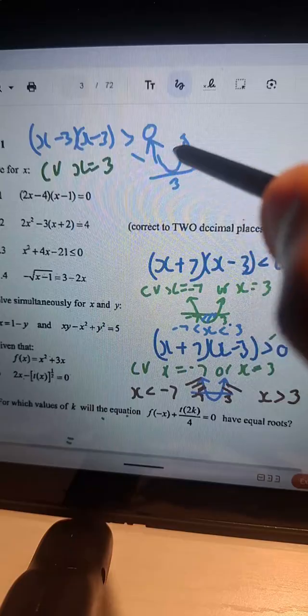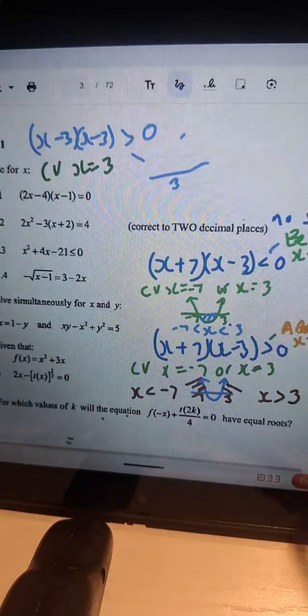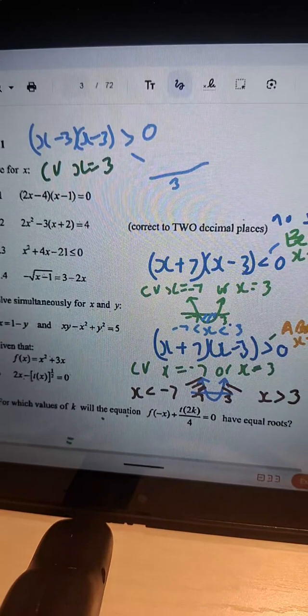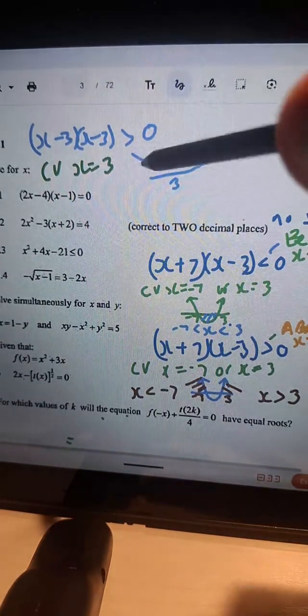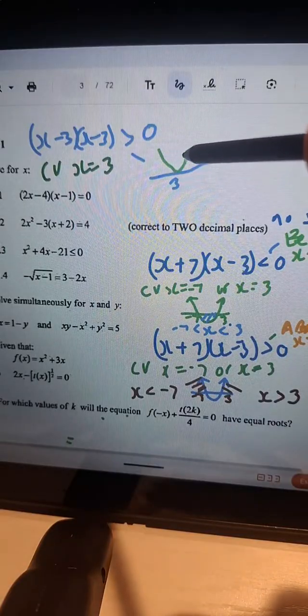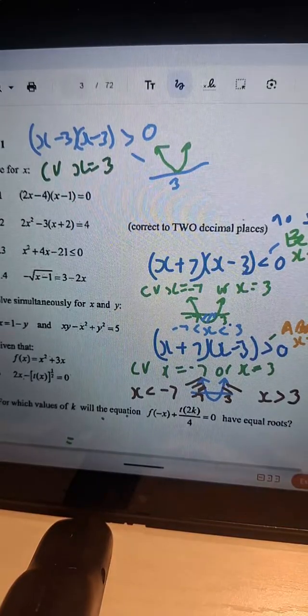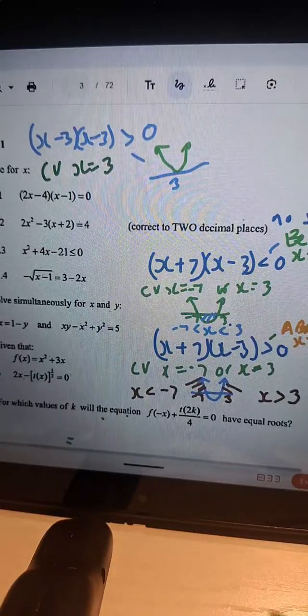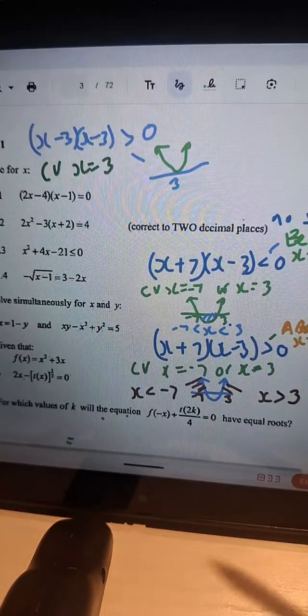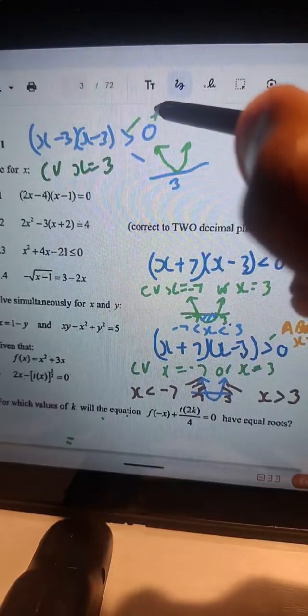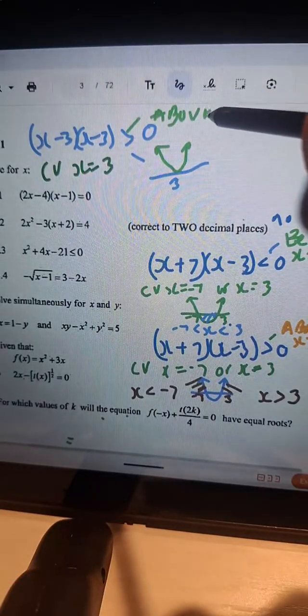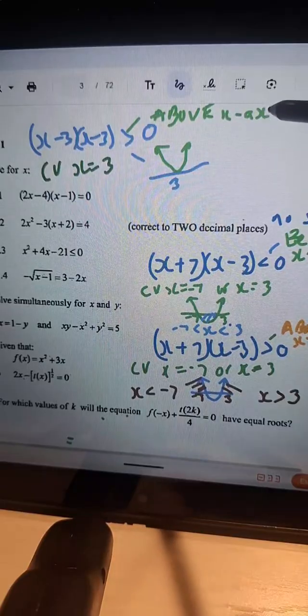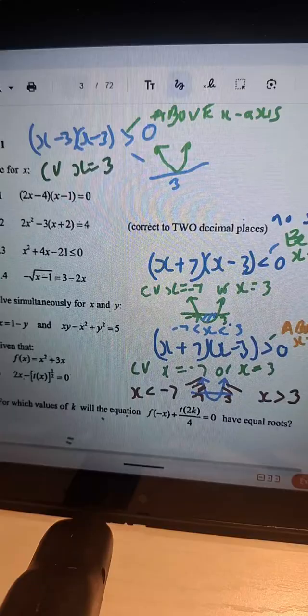It turns at 3. So for greater than 0, what would we say? For which values of x is the function greater than 0? You see, when we say greater than 0, we're still looking at above the x-axis. That's all we are looking at. We are not looking at on because there's no equal. We are just looking at above. So what would be the answer?